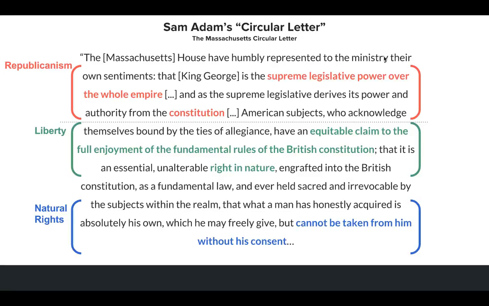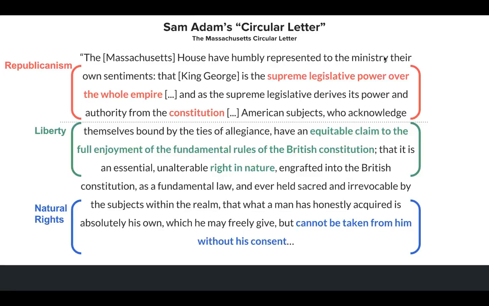And then he finishes by saying, what we've worked for in America, that is ours. We've worked for it honestly. It's our product. It's our property. And we can freely give it, but it can't be taken from us without consent. And this is where the idea of natural rights comes into play.